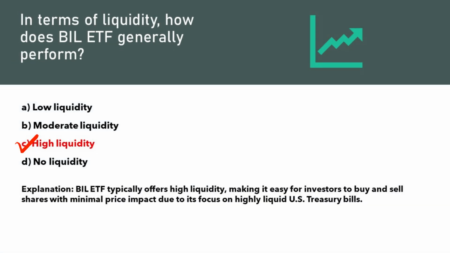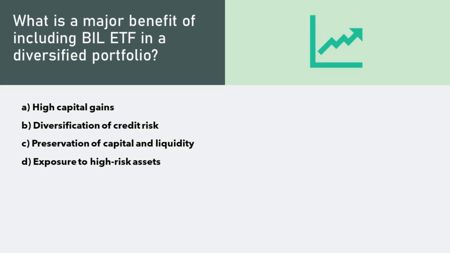Answer: C. High liquidity. Explanation: BIL ETF typically offers high liquidity, making it easy for investors to buy and sell shares with minimal price impact due to its focus on highly liquid U.S. Treasury bills. What is a major benefit of including BIL ETF in a diversified portfolio?